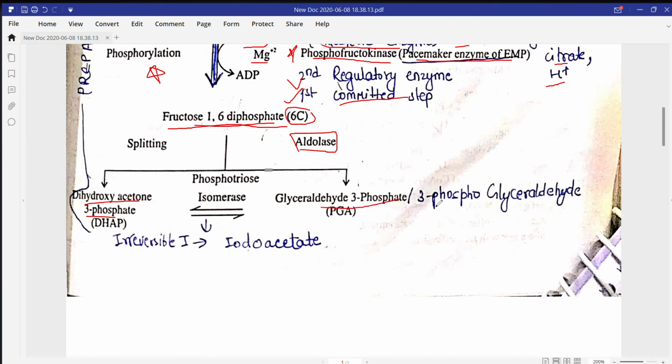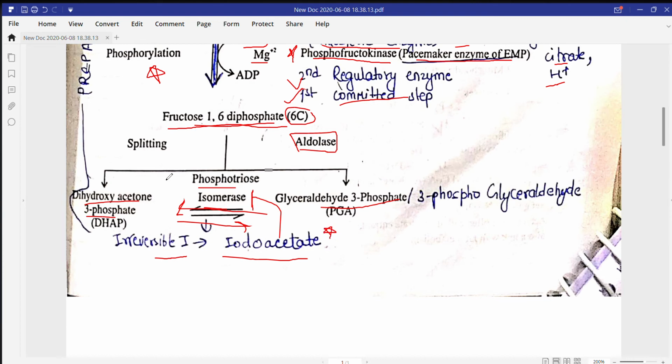Now this 3-phosphoglyceraldehyde can be converted into dihydroxyacetone phosphate, using a phosphotriose isomerase, also called triose isomerase. The irreversible inhibitor here, iodoacetate, is responsible for inhibiting this process. So this step can be inhibited by iodoacetate. Remember this, this is important.